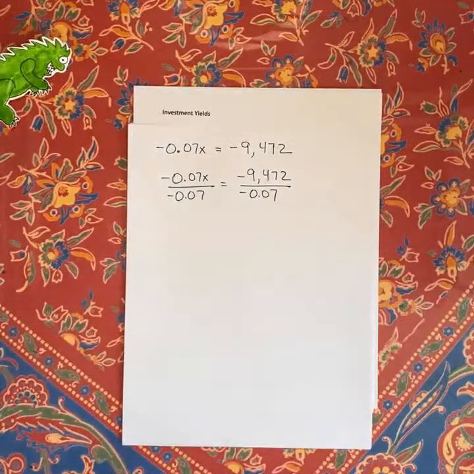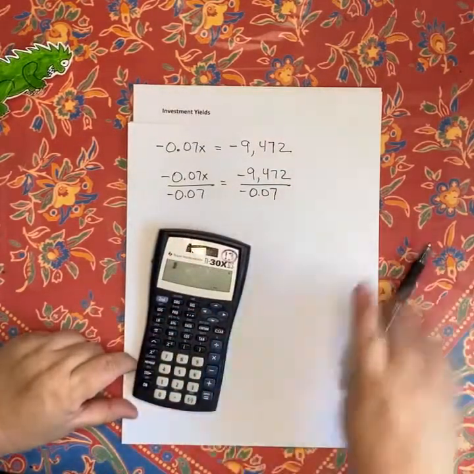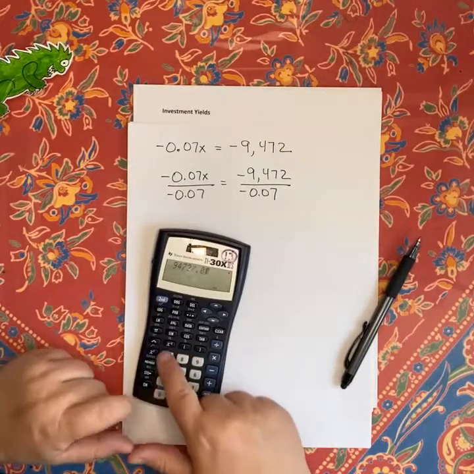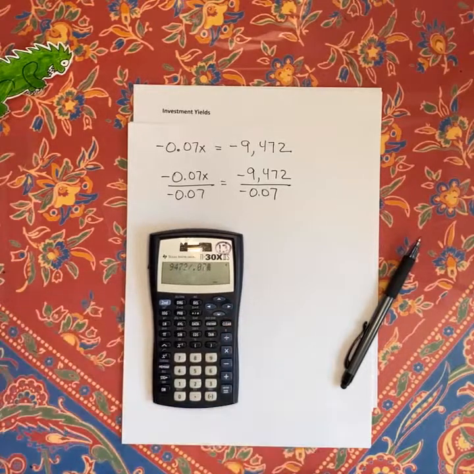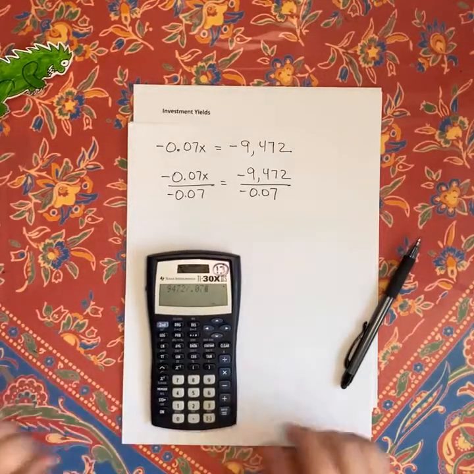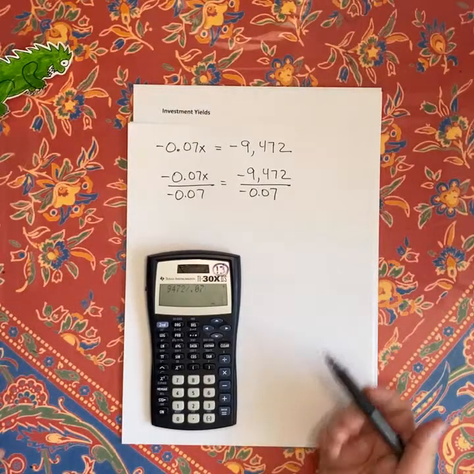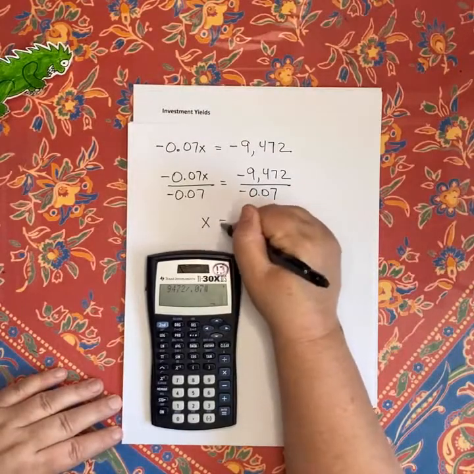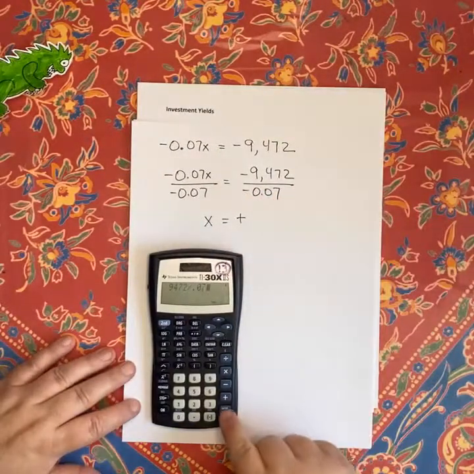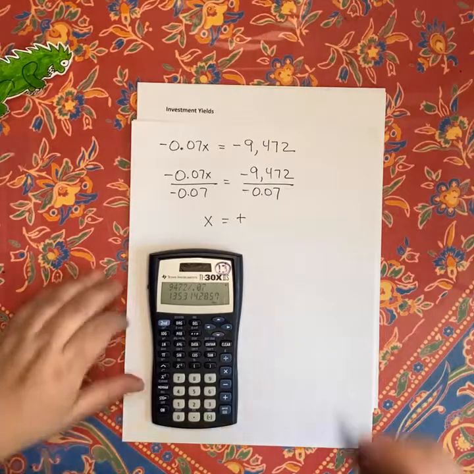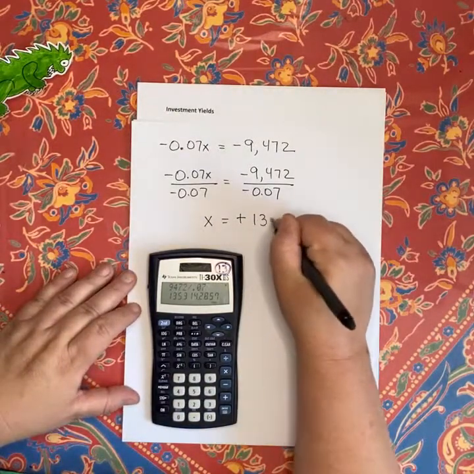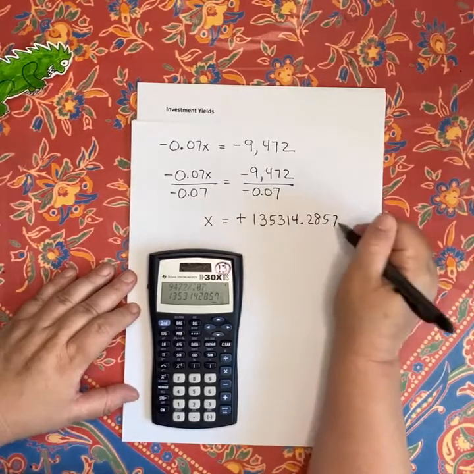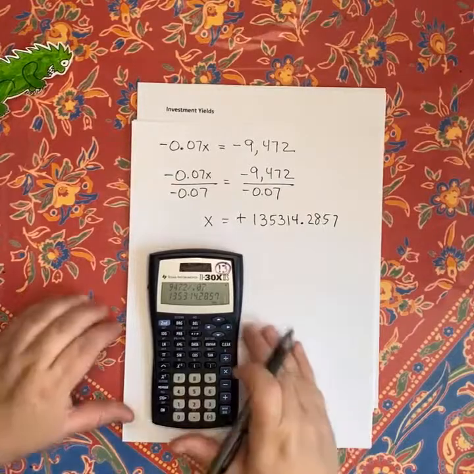And then I need my calculator. So I've got 9,472 divided by 0.07. Now you may notice that on my calculator, I'm not bothering to do the negatives because I know that two negatives, top and bottom, make a plus. So I know that X is going to be a positive. Oh my goodness, that's a lot of digits. 135,314.2857. That's going to be a lot of rounding.